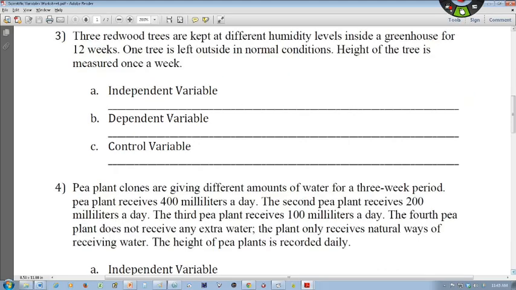Okay, now for number 3. Number 3, we have 3 redwood trees that are kept at different humidity levels inside a greenhouse for 12 weeks. 1 tree is left outside in normal conditions. Height of the tree is measured once a week.